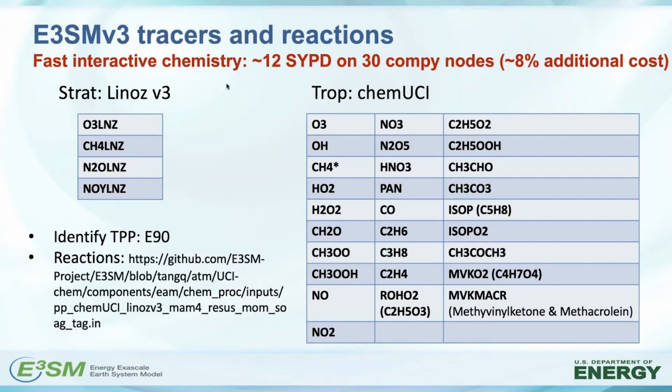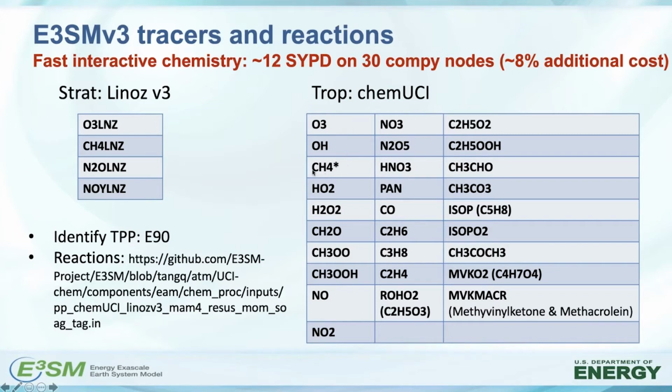So our initial test shows that the interactive chemistry can achieve about 12 simulation years per day on only 30 nodes on Compy. This is only about 8% of the additional computational cost added to the 1 degree standard E3SM model. For the stratosphere, we carried 4 tracers: ozone, methane, N₂O, and NOy. And on the right table, I show the tracers for the tropospheric chemistry.